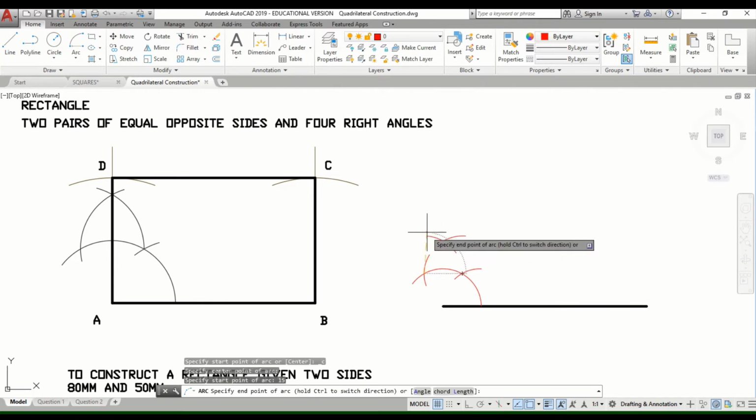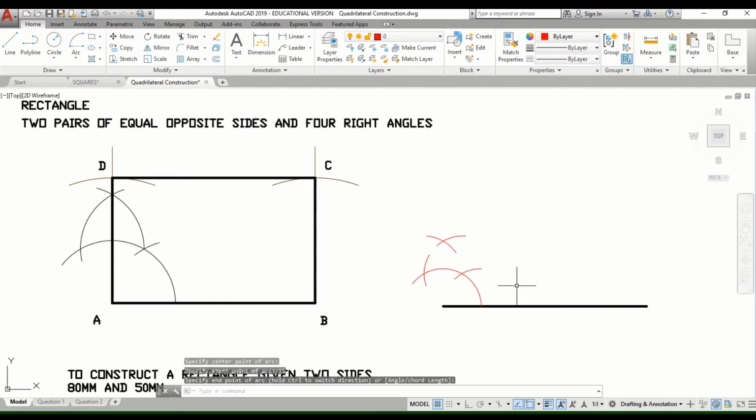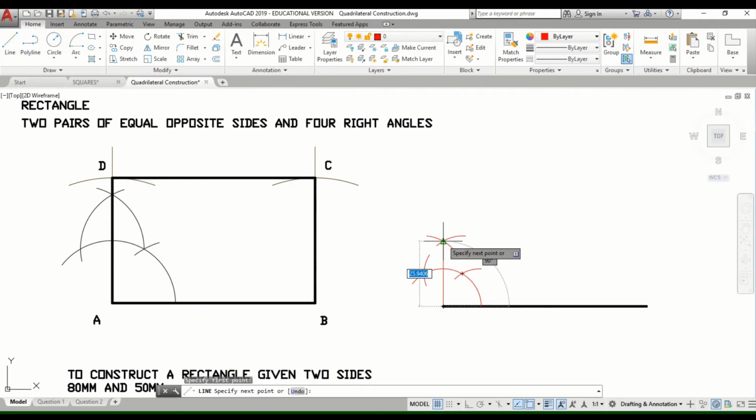Remember, for this construction, all the arcs are the same measurement. I just choose to use 15. Once you use any measurement, all of that works. And I connect the beginning to the first point to get my 90-degree angle. The next thing we will do, we will add the 50 millimeter measurement.